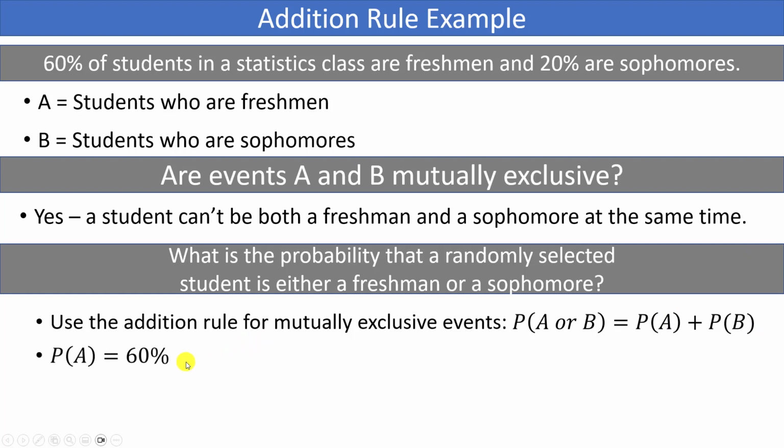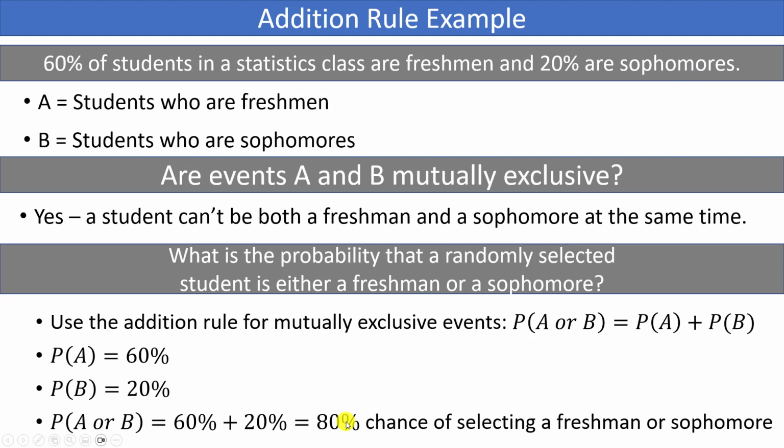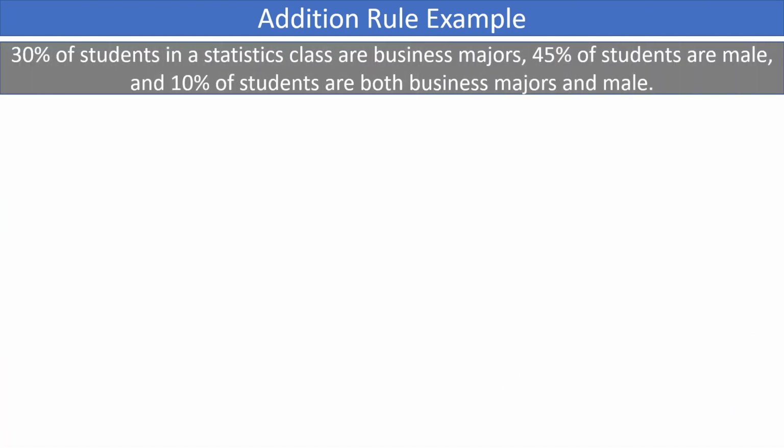The probability of A in this case is 60%. 60% of the students are freshmen, and the probability of B is 20%, because 20% are sophomores. Adding those two things together, we get 80%. There's an 80% chance that we randomly select a student, and for that student to be either a freshman or a sophomore. Here's another example.